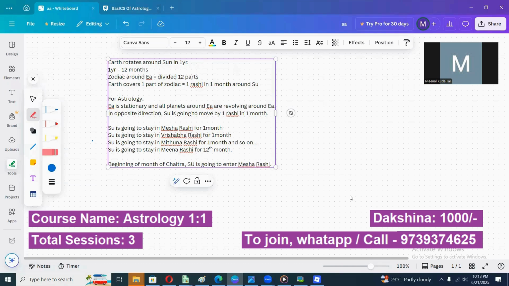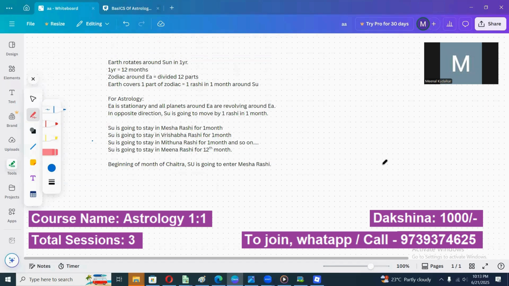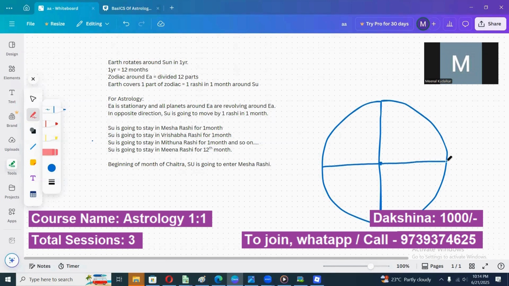Now, before we go there, let us come back quickly to the concept of those 12 parts. So here the person is born. Whatever we discussed some time back, right? This is our sphere, zodiac. This we divided into 12 parts like this. Correct? Let us quickly divide this. This is divided into 12 parts.